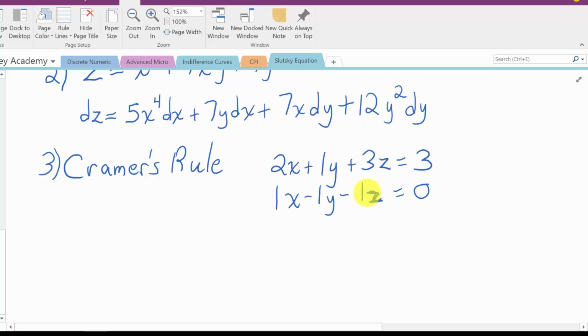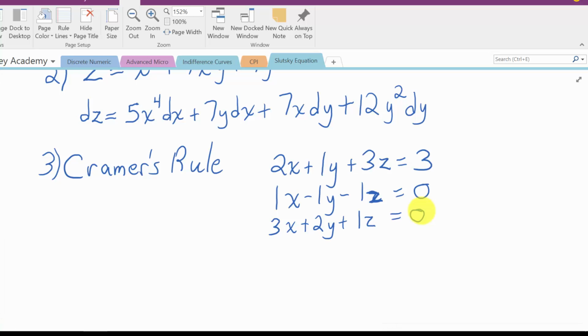Make that look more like a z. And let's make our third equation 3x plus 2y plus 1z equals, and let's say 0 again. That'll make our life a little bit easier when we're solving these.